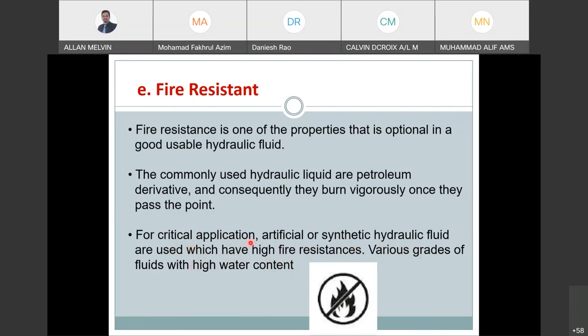Point ni dia bagi tahu. So instead of using a petroleum derivative, you also can consider using an artificial hydraulic fluid. So meaning it's not from the petroleum base, so it's from any other source lah. So it can be from the natural source, or it can be a synthetic. Synthetic meaning is a chemical base. So chemically human made lah.